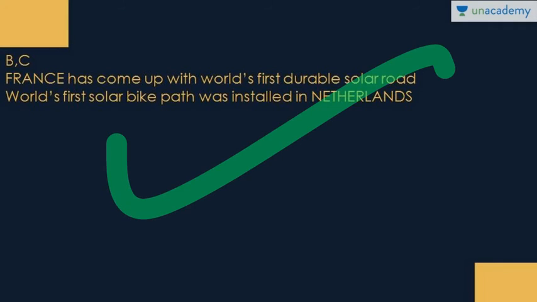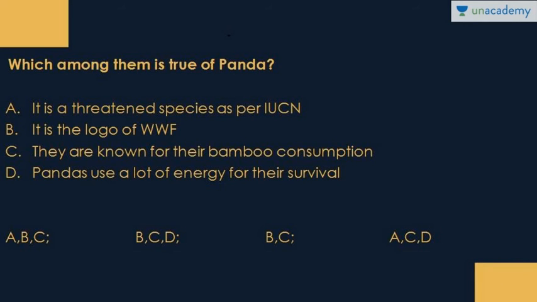So we here have B and C as the correct option. Next, which among them is true of panda? A. It's a threatened species as per IUCN. B. It is the logo of WWF. C. That WWF stands for World Wildlife Fund. C. They are known for their bamboo consumption. D. Pandas use a lot of energy for their survival.